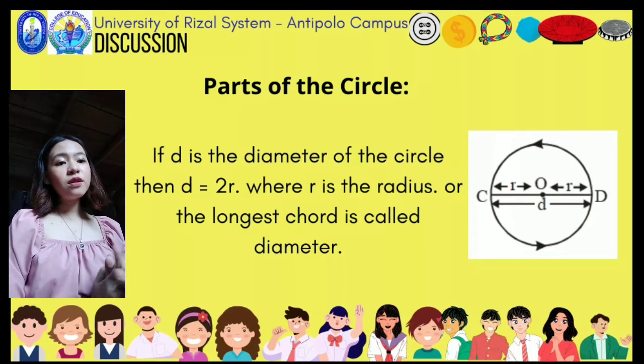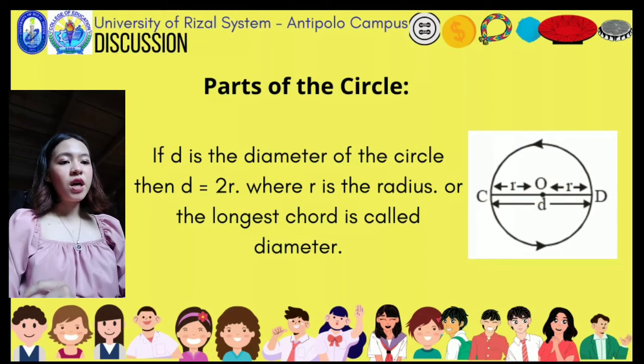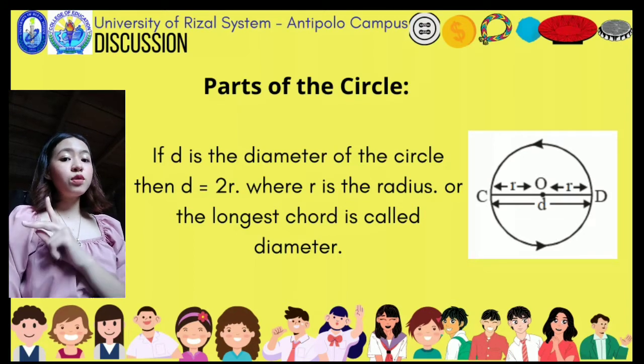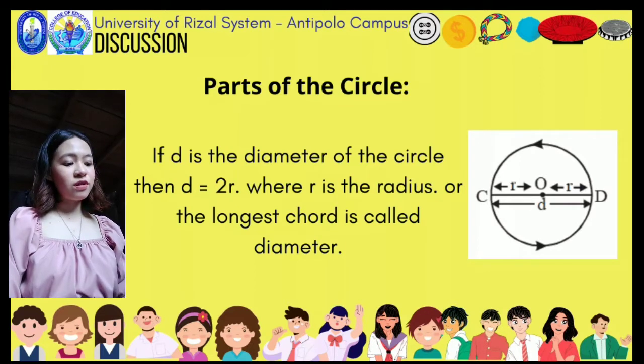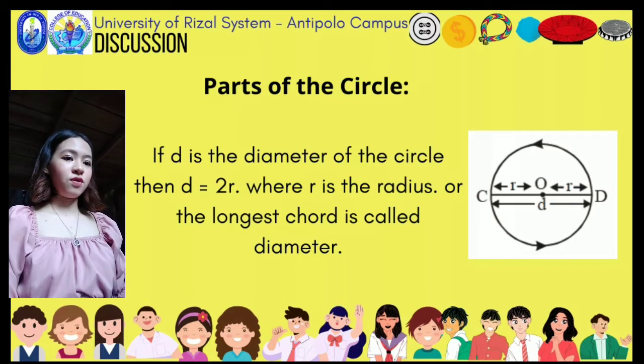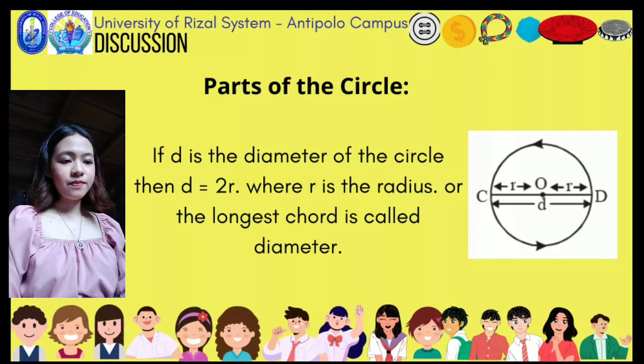Okay? Do we understand? Okay, kung tatanungin ako, teacher, ano po pagkakaiba ng chord and diameter? Ang pagkakaiba ng chord and diameter, yung diameter po ay dadaan siya sa center or sa gitna ng circle. Yung chord po, kahit anong 2 points, basta hindi siya dadaan or hindi niya sasagasaan yung center, chord po ang tawag dun, okay? And again, please remind, nasa loob sila ng circle.